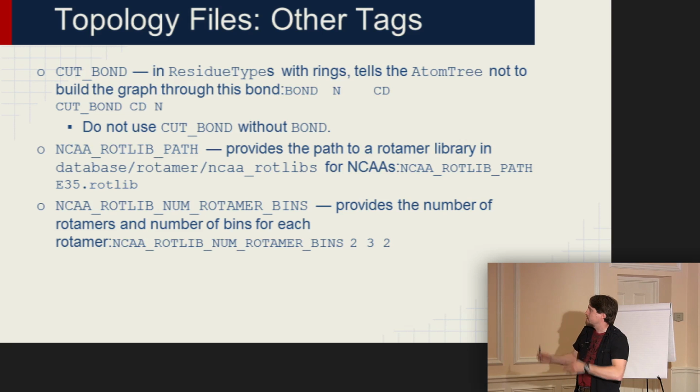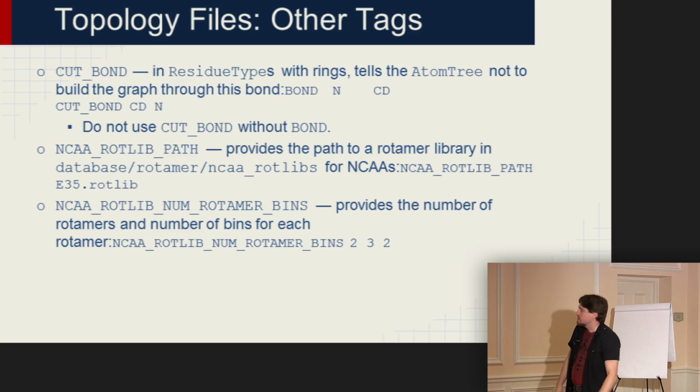All right, cut bonds are used when you have rings. It has to do with the atom tree and such things building the graph properly. You can't actually make a ring because we're using DAGs. So what you can do is define the bond and then tell Rosetta that it's a cut bond. It's like a virtual cut in it. And don't use one without the other.